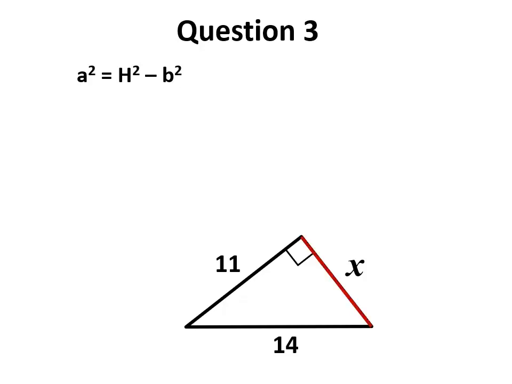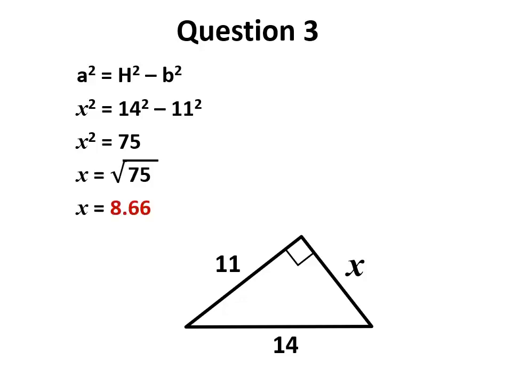We're not trying to find a long side, we're trying to find a short side, so we have to rewrite it in the form to find a short side. A squared equals h squared minus b squared. Then it's just a simple matter of substituting in our numbers. Square root of 75 is 8.66. That's what we want. We need a shorter side than 14, so we need to use subtraction.